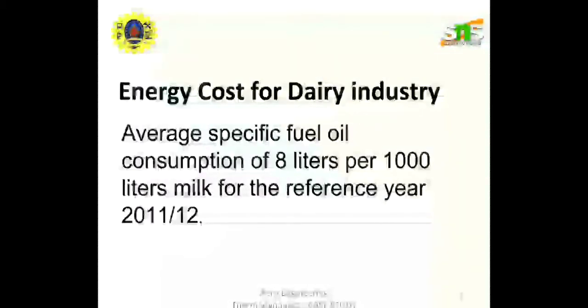Energy cost for dairy industry. Average specific fuel oil consumption of 8 liters per 1000 liters of milk for the reference year 2011 to 2012.